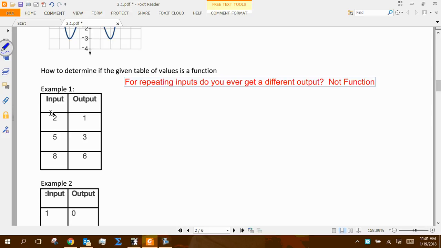So here I've got inputs 2, 5, and 8, and they're all different. So that means my outputs, I don't really care. Whether these are all the same or they're different, it doesn't matter because these inputs were different. So this here is in fact a function.